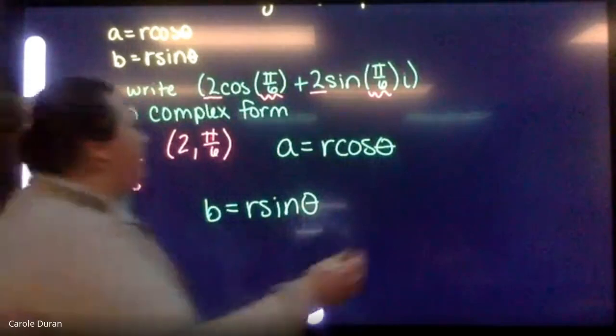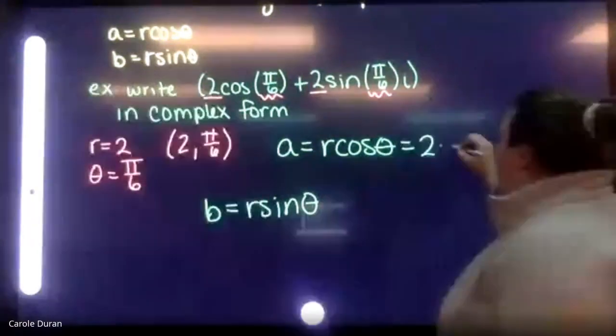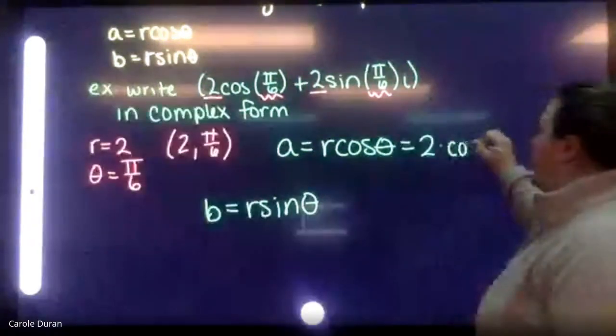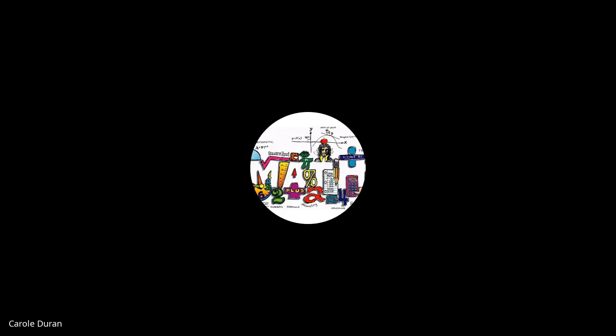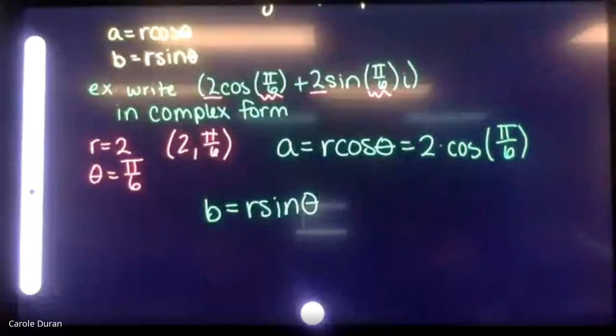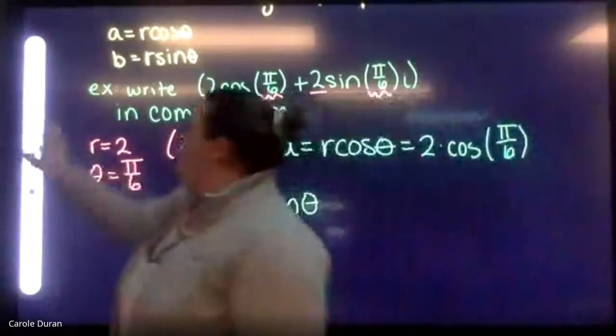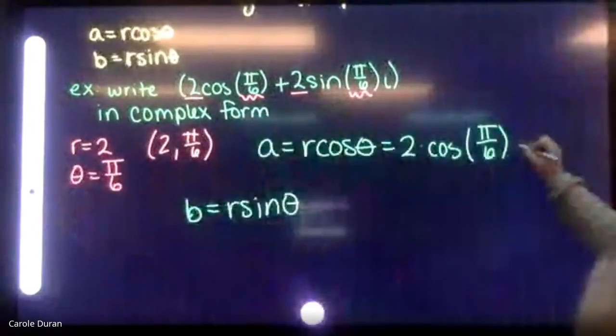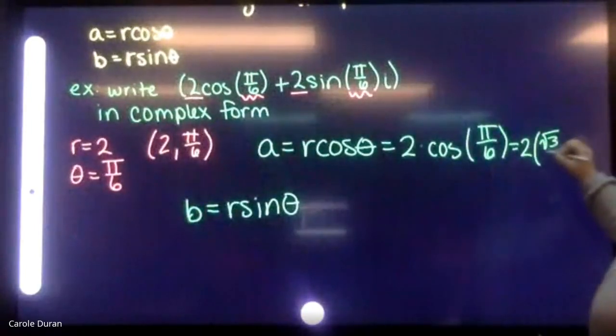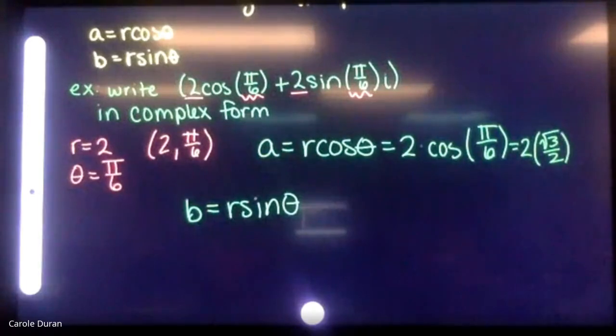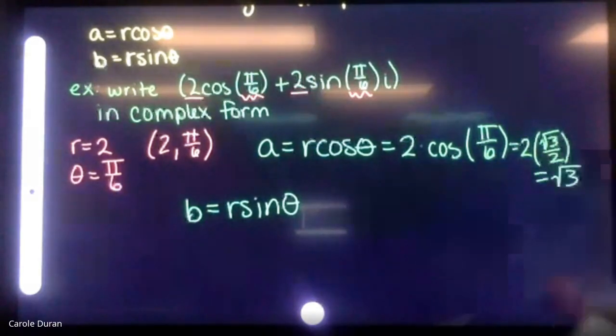So R cosine theta is going to be 2 times cosine of pi over 6. I know that I can find cosine of pi over 6 from my unit circle. Square root of 3 over 2. So this becomes 2 times the square root of 3 over 2, which just equals what? Square root of 3, because the 2s cancel. So my A value is going to be the square root of 3.